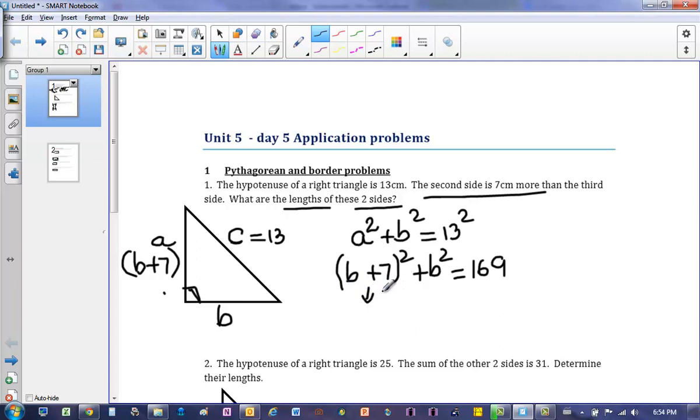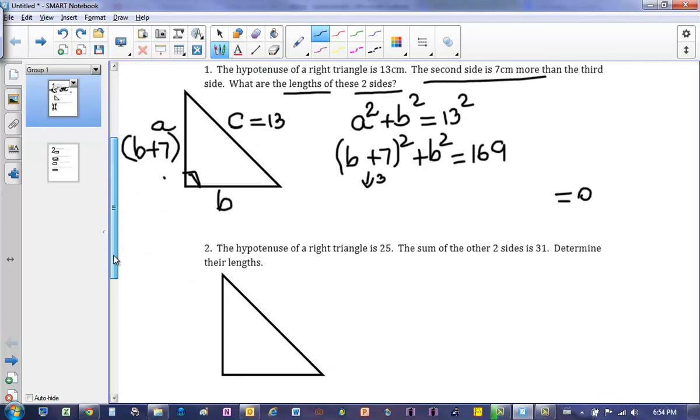Now what I want you to do on your own is expand this perfect square. Remember, it will expand into 3 terms, plus B squared. Ideally, you want to move 169 from the right side to the left side to have the entire equation equal 0. You can do this on your own as we try to set up as many equations as we possibly can.